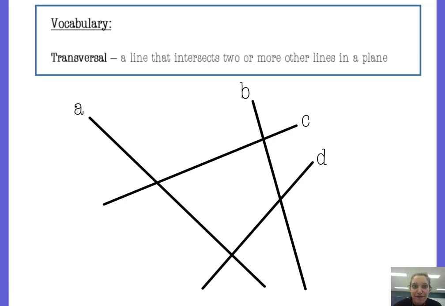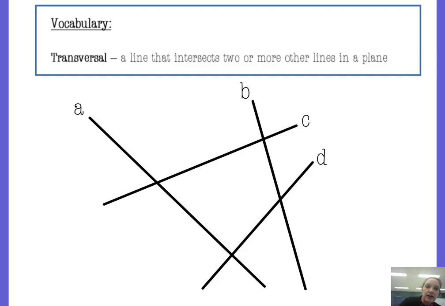Our next important vocabulary word is transversal. So a transversal is a line that's going to intersect two or more other lines. So it's going to cut through 2 or 3 or 4, etc. lines. So look at this scenario. I have 4 different lines: line A, line B, line C, and line D.